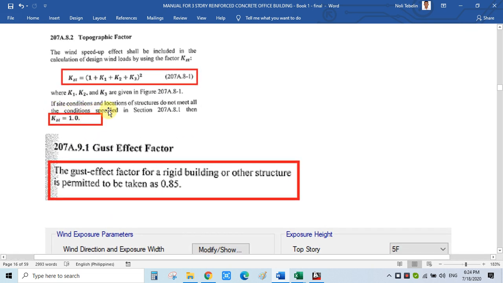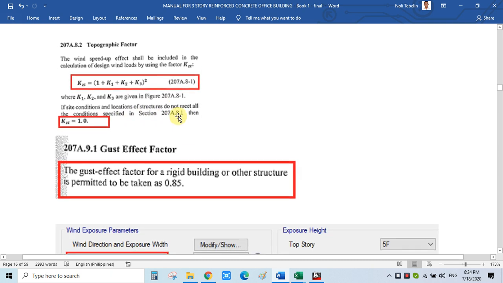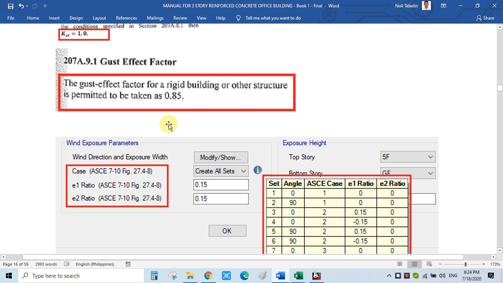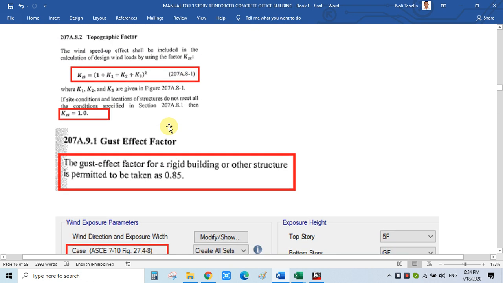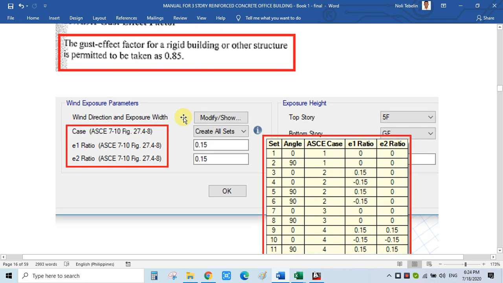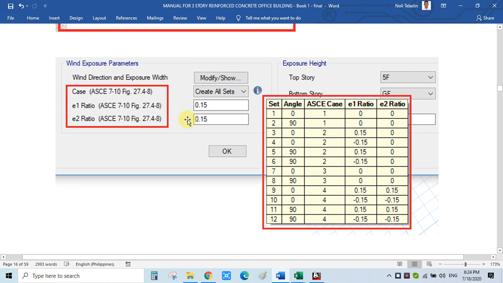Meron naman siya dito ng mga formulas. Then gas effect factor 0.85 for rigid building. Then dito sa ETABS, meron tayo ng 12 sets. So ang gamitin natin dito yung set 1 and 2 lang.